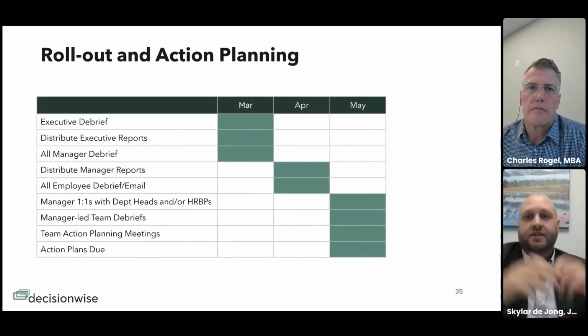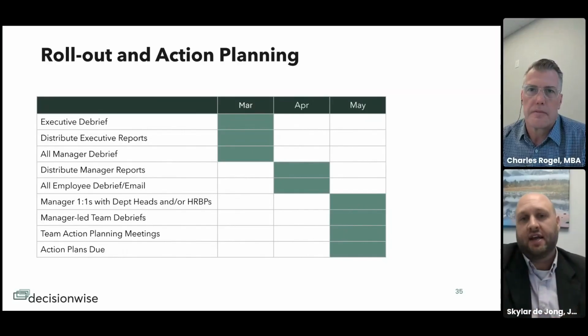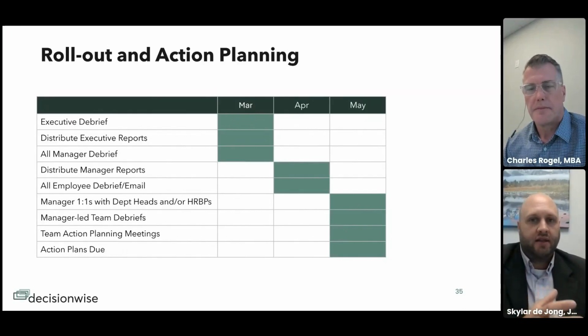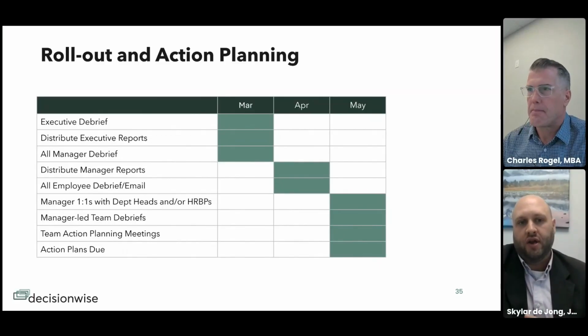Hey, here's the major things we saw in the employee survey. Here are the 3 to 5 strengths we identified. Here are the 3 to 5 opportunity areas. And then talk about the next steps of action planning, which is the second major part of this, right? Let's talk about the survey and then let's action plan off of this. How can we roll this out?